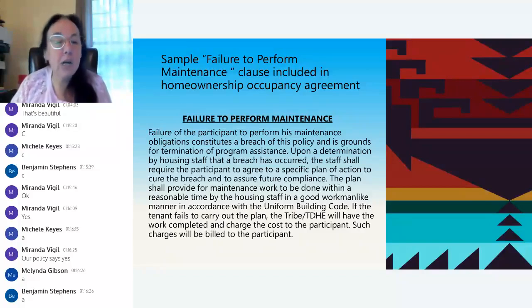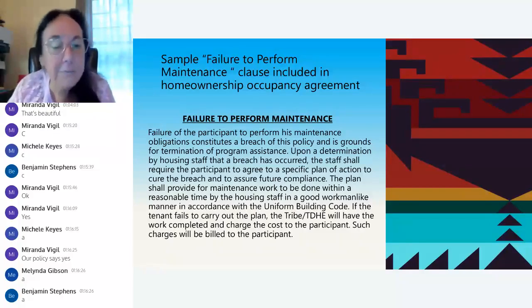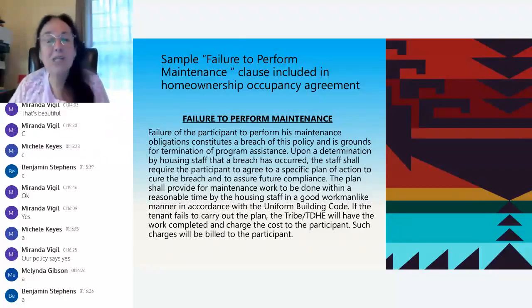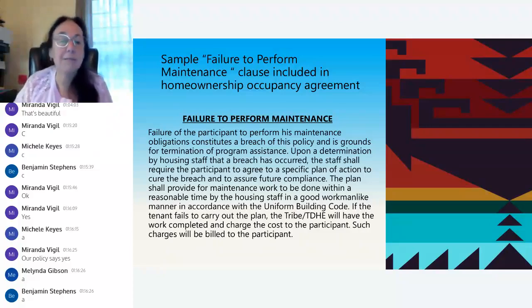The plan shall provide for maintenance work to be done within a reasonable time by the housing staff in a good workmanlike manner in accordance with the Uniform Building Code. If the tenant fails to carry out the plan, the tribe or TDHE will have the work completed and charge the cost to the participant. Such charges will be billed to the participant.